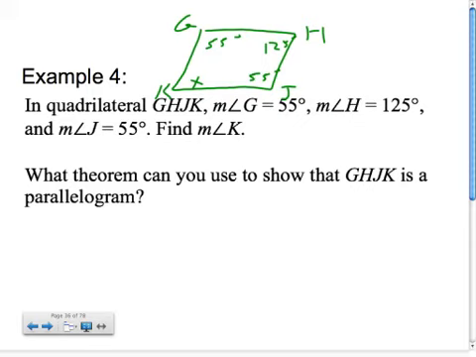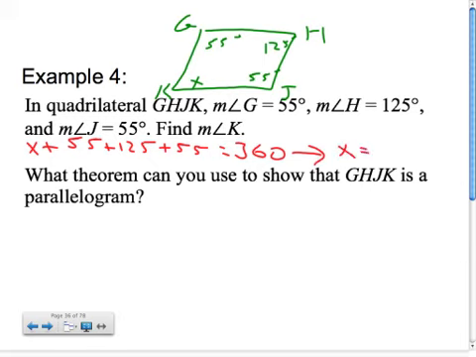I know the angles in a quadrilateral add up to 360, so I have X plus 55 plus 125 plus 55 equals 360. And when you solve this for X, and I'm not going to go through the actual algebra, add up all of those. I believe you're going to get 235, subtract 235 from 360, and you're going to end up at 125 degrees. So this angle measure is 125.